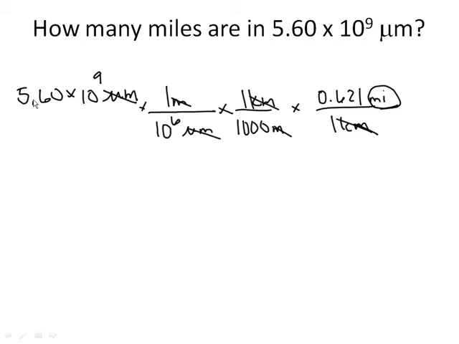And when you put that into your calculator, 5.60 times 10 to the 9th divided by 10 to the 6th divided by 1,000 times 0.621 gives me 3.4776. Look back at your sig figs and see we have 3 sig figs. So this should become 1, 2, 3. Going to have to round up. 3.48 miles.